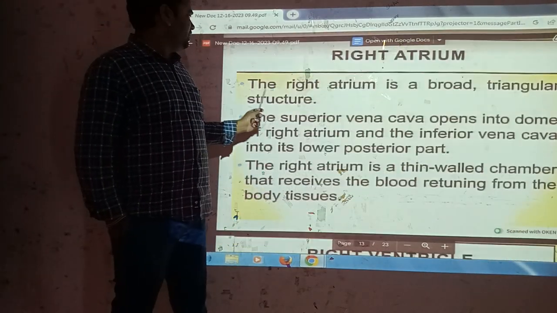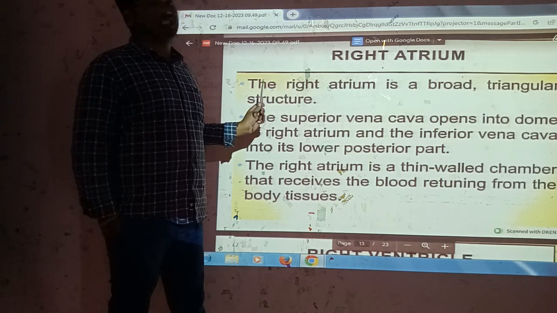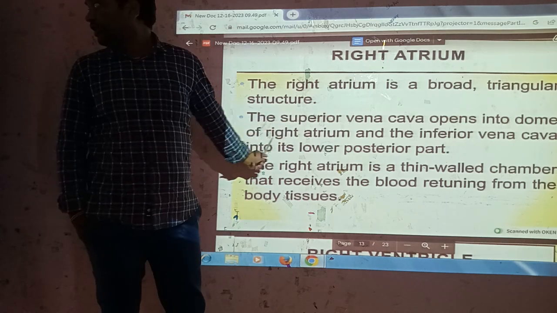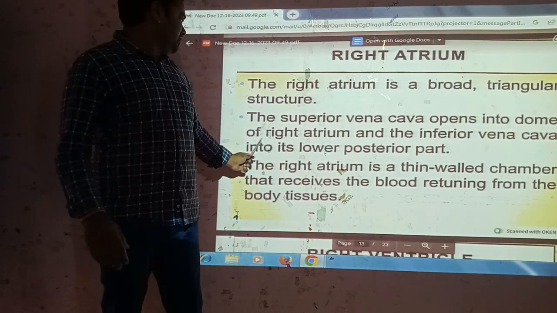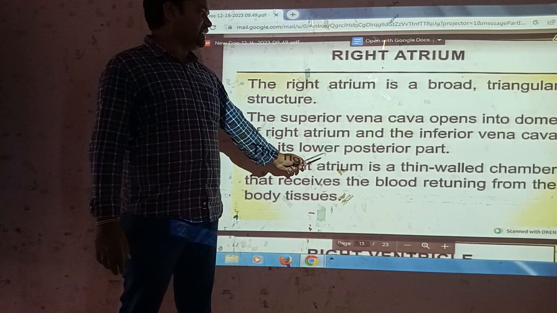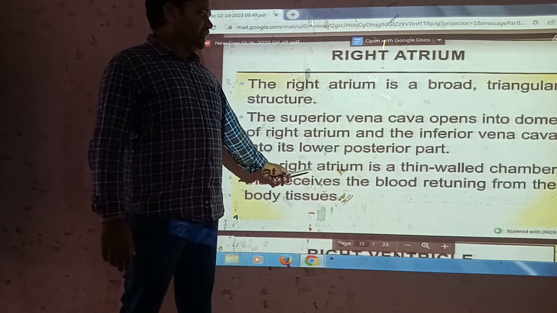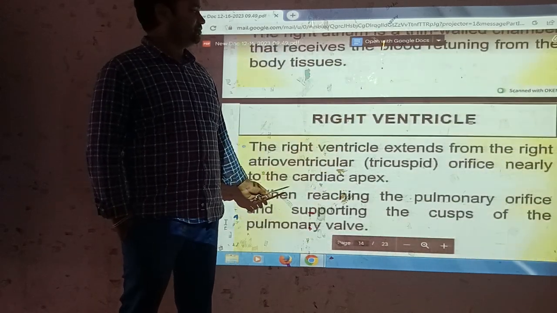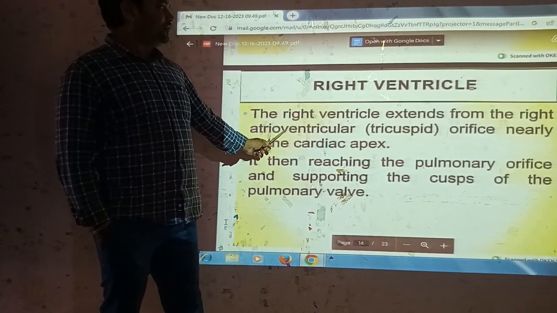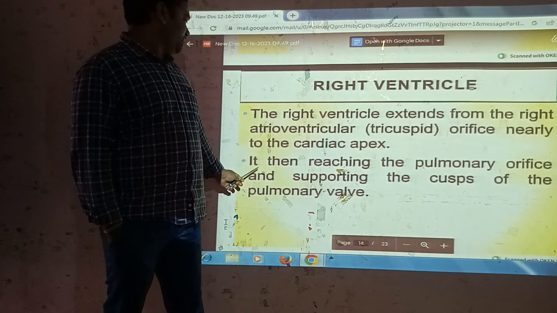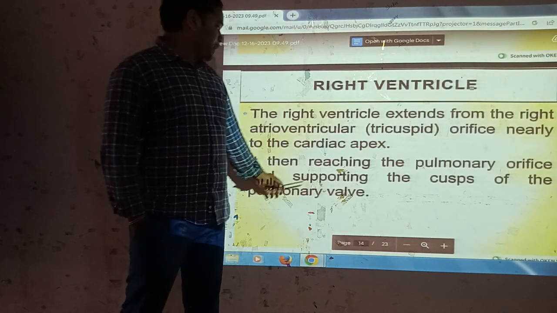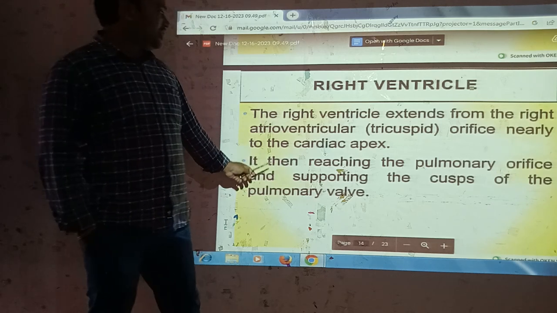Some information on the right atrium. The right atrium is a broad triangular structure, and the superior vena cava opens into the dome of the right atrium and the inferior vena cava into its lower posterior part. The right atrium is a thin walled chamber that receives the blood returning from the body tissues. Next, right ventricle. The right ventricle extends from the right atrioventricular orifice nearly to the cardiac apex. It then reaches the pulmonary orifice, supporting the cusps of the pulmonary valves.